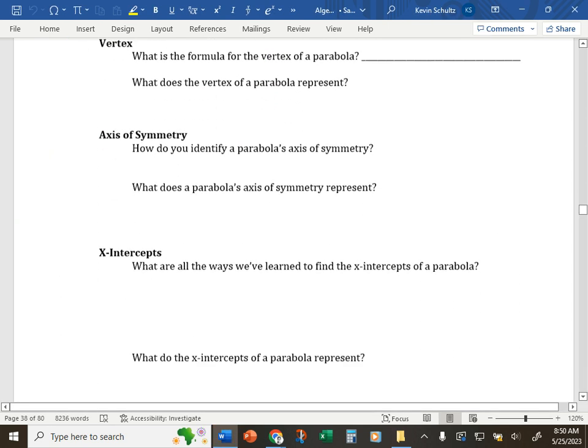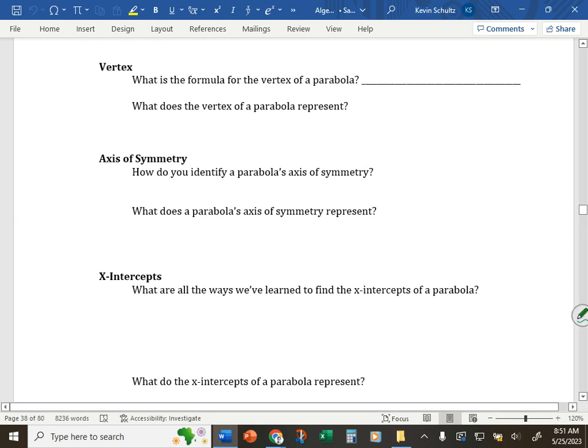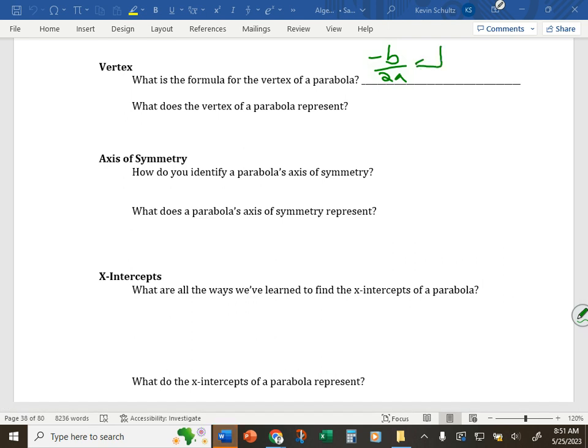We'll care about the vertex. What is the formula for the vertex of a parabola? You need to know this for PO54 and how to graph them. Caitlin: Negative b over 2a. Right? And remember, that just gives you the x value. You need to then plug that in the equation to find y. Negative b over 2a is the x value only, and then that gets plugged into the original equation to solve for y.